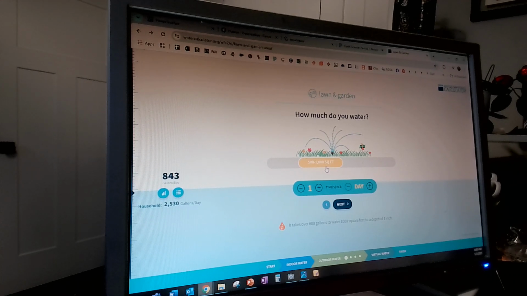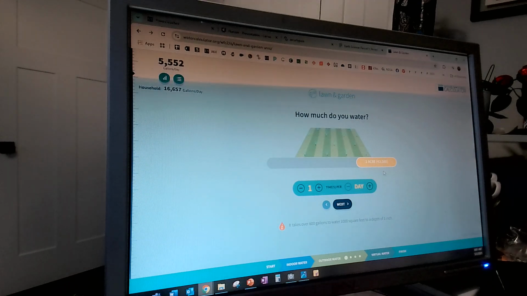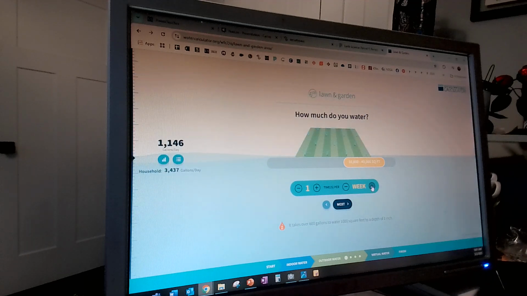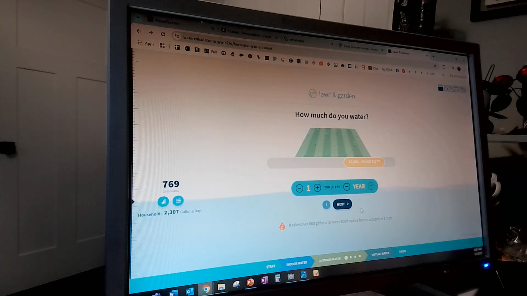You have to kind of think about what your plot of land looks like. So, for us, we live on an acre. And now, granted, we're not watering the entire acre. We're probably down here a little bit, but it's a lot of space. So in the summer months, we do water it once a day. And you can kind of figure it out by year or month.